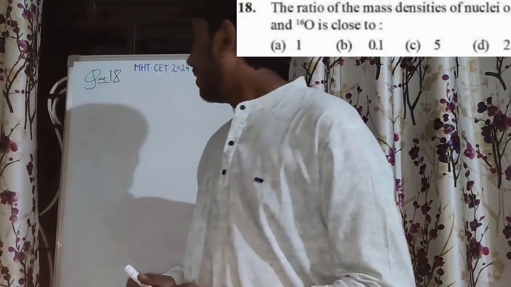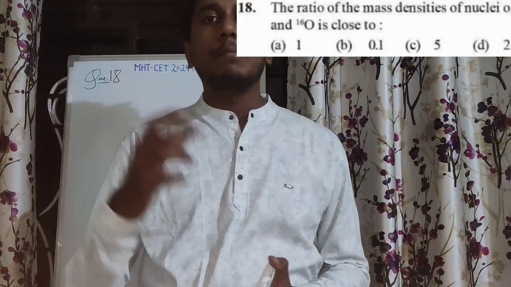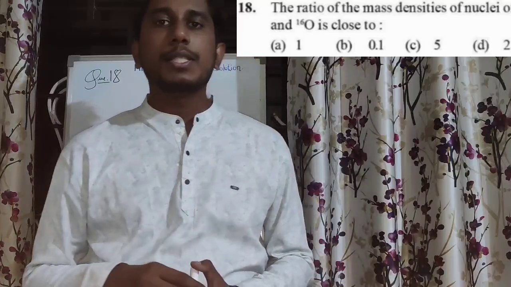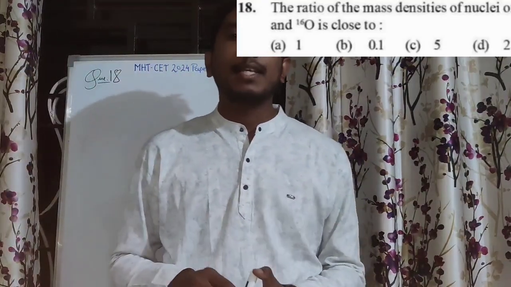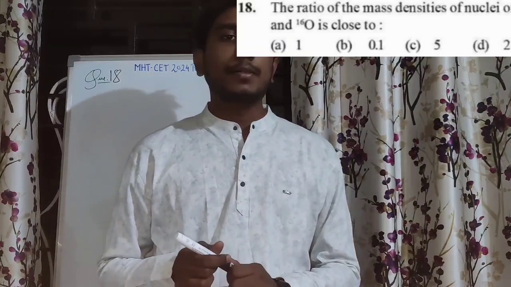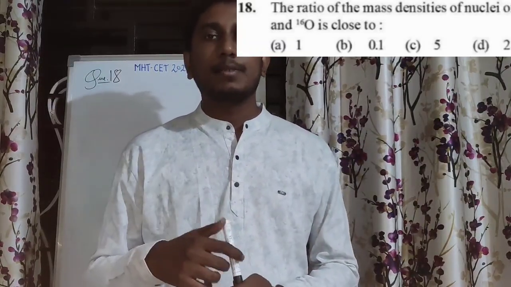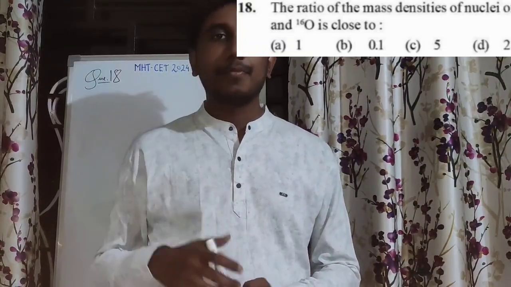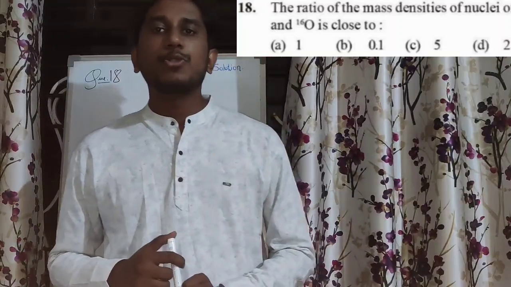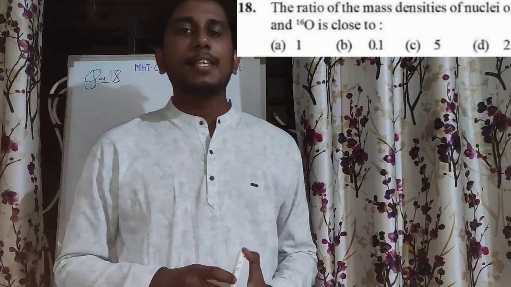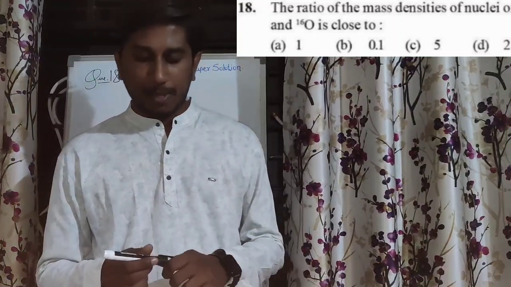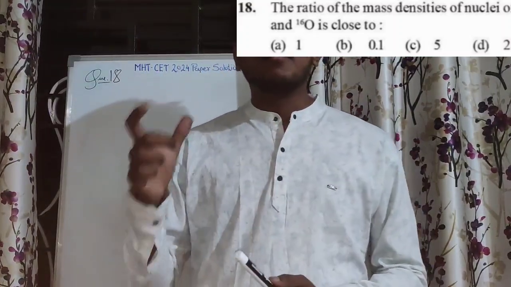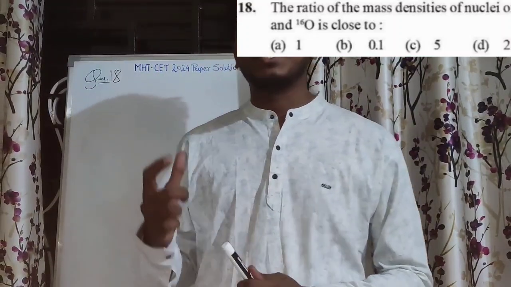Hello guys. This is question number 18. It's about finding the ratio of the mass densities of the two components, in which we are given calcium 40 and oxygen with the mass number. Hello students. So this question is about finding the mass densities in which we have given the two elements calcium and oxygen. हमें इन दोनों एलिमेंट्स में मास डेंसिटी का रेशियो हमें बताना है.